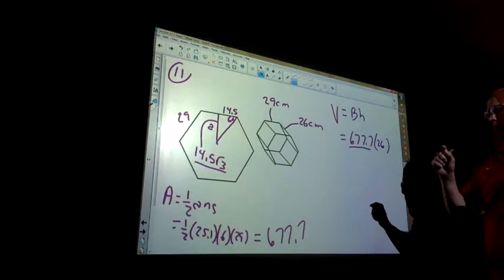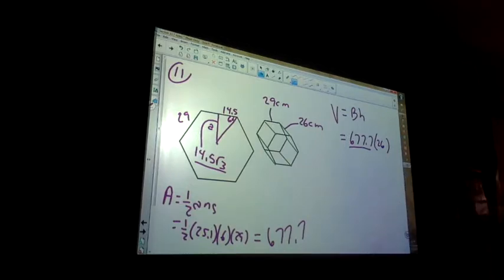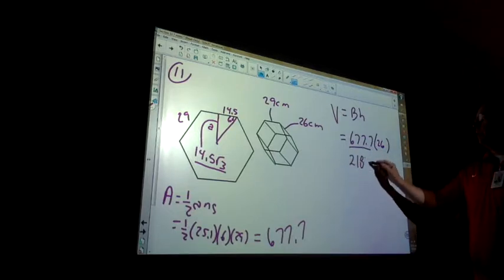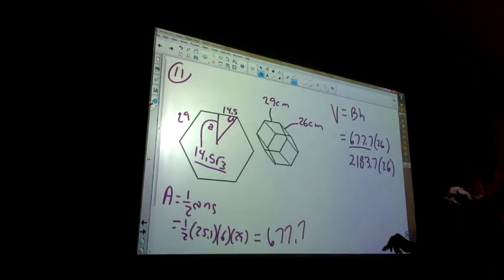18,684.9. What is? This is not right? That is right. Try one more time. Okay, real quick. So go 25.1 divided by 2. Enter. Times 6 times 29. Enter. 2,183.7. Do we have a second on that? Okay, so we might have been off there.